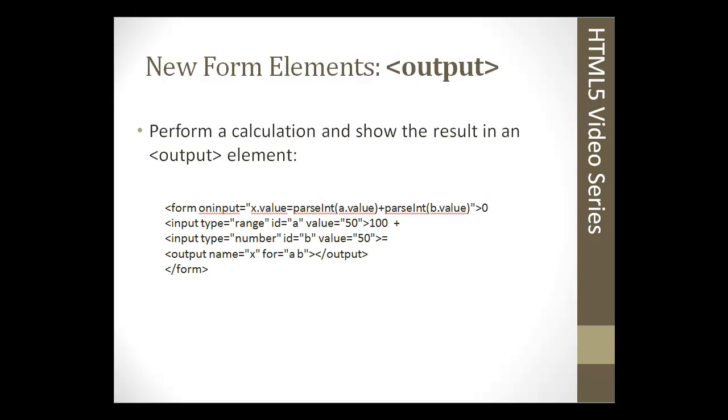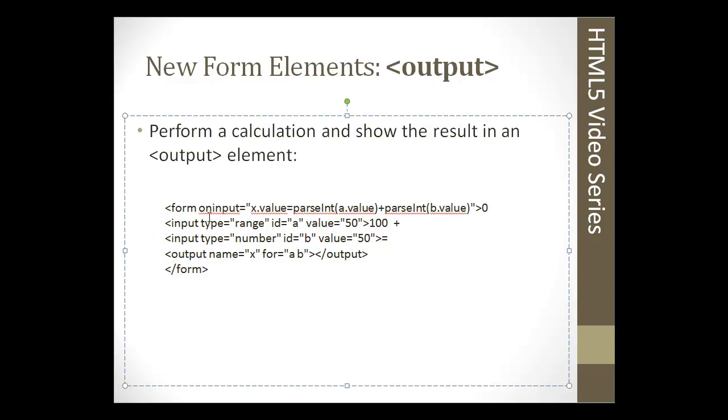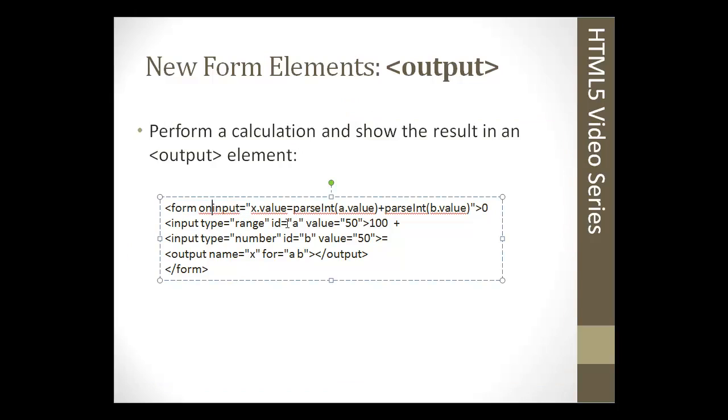And the next thing we have is the output tag, which performs a calculation and it would show the result in an output element. And here we have an example of that. It's a little complex. We have the oninput attribute with a little bit of JavaScript, and we provide the range. I'm not going to have an example for this in this section, but we might revisit it in chapter 4 or 5.